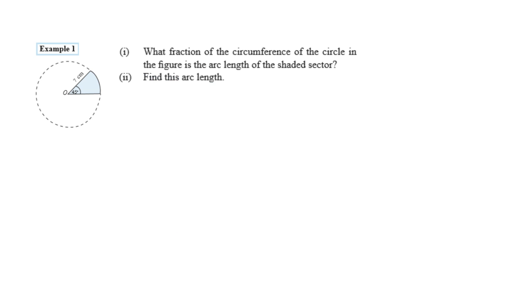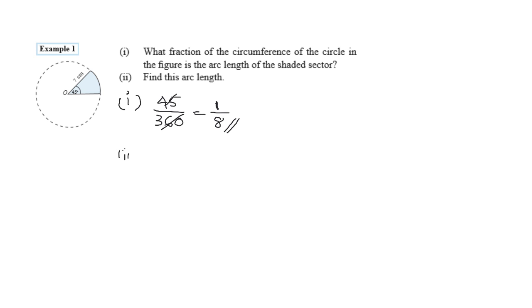Okay kids, now I'm going to explain example 1. Question 1. What fraction of the circumference of the circle in the figure is the arc length of the shaded sector? So, look here. What is your angle here? It is 45. Full turn is 360. So, how do you find the answer for question number 1? Answer is 45 over 360. You can simplify this further: 45 times 8. 1 over 8 is the answer for question number 1.